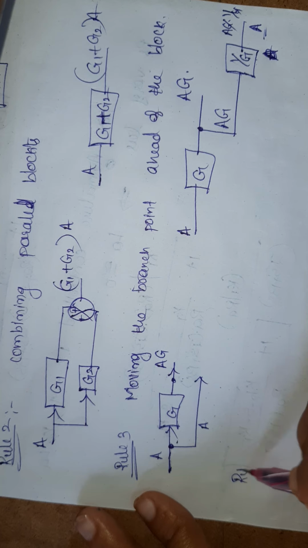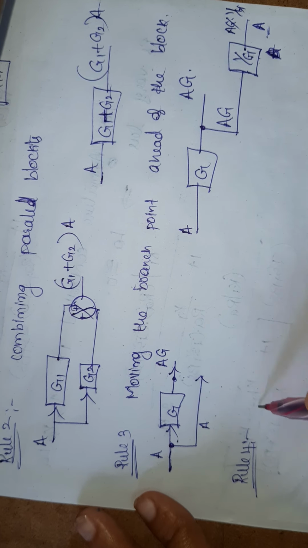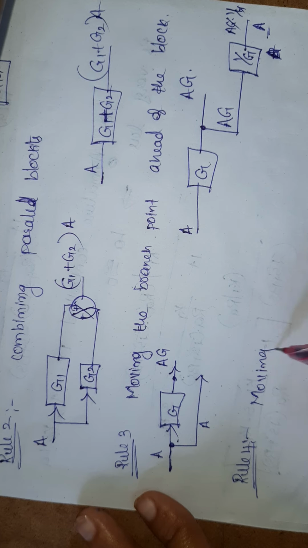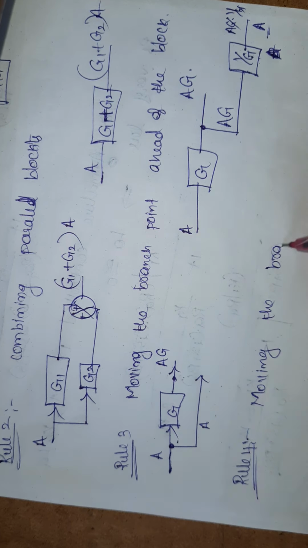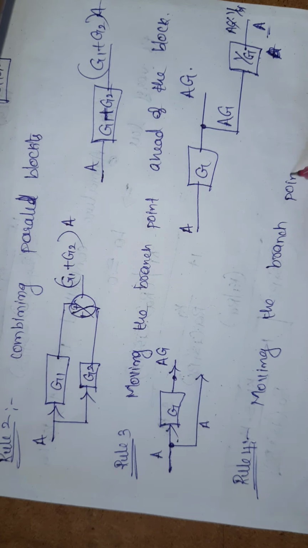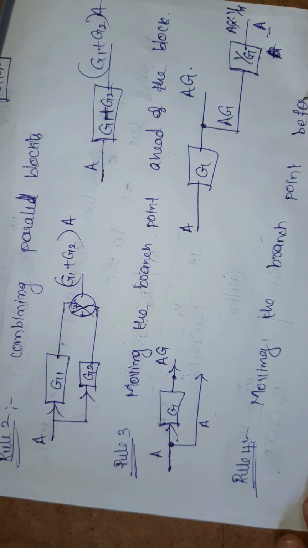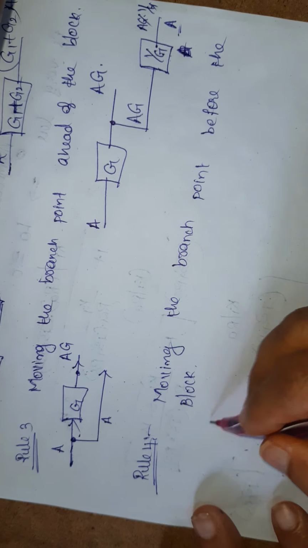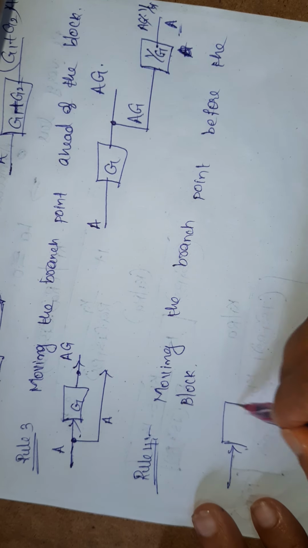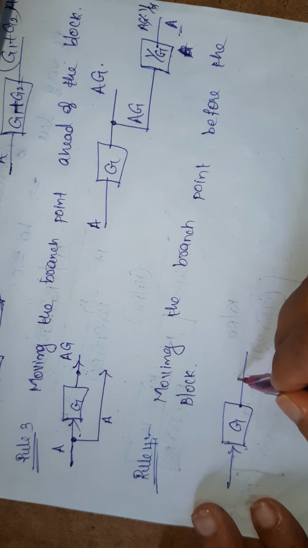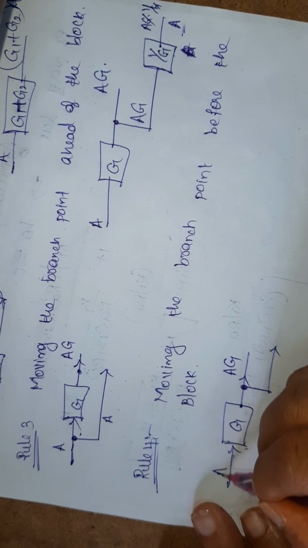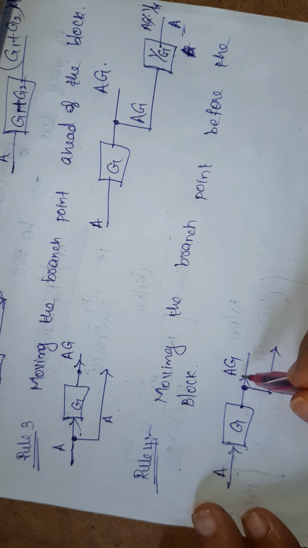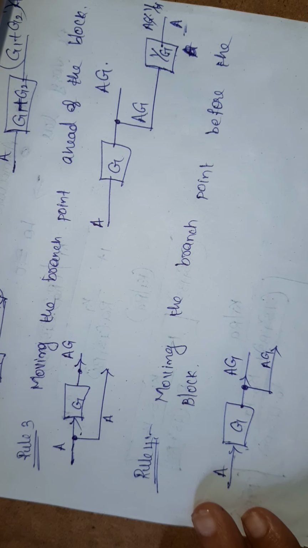Similarly, what is rule 4? We can predict moving the branch point before the block. If I have a diagram like this, this is a branch I have. What is the branch taking out? AG. Now I want to shift this point here.